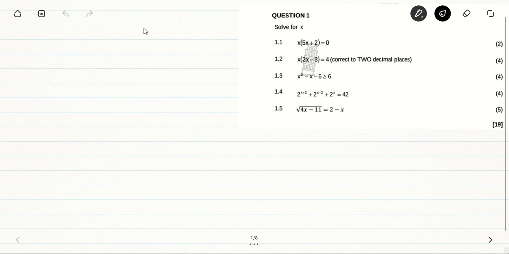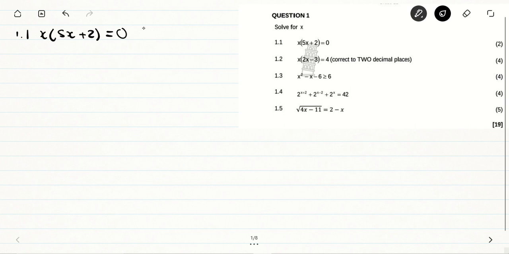On question 1, you're asked to solve for x. So on 1.1, we have to solve for x. In a question like this, it's already written in standard form, and many people tend to multiply out x with 5x plus 2. That is not something you're supposed to do because this equation has already been factorized.